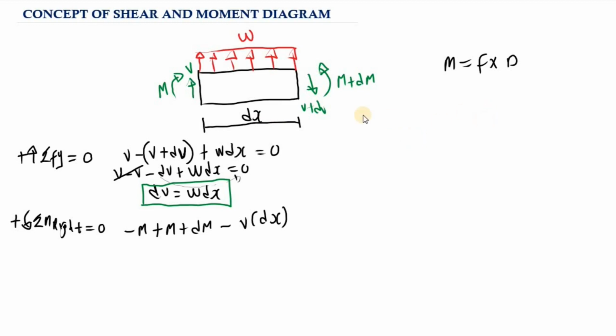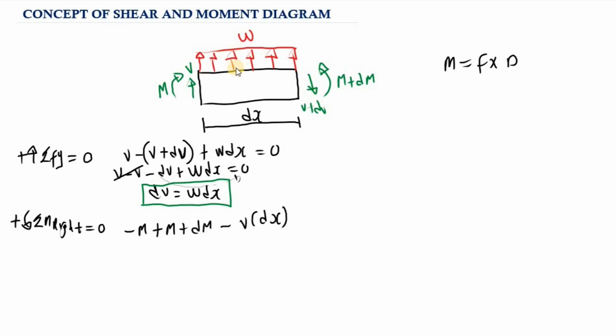We are not going to have any moment here because this shear force is producing no moment, because this is acting at the point of origin. That is the place we are taking the moment. So there will be no moment produced for this shear force.